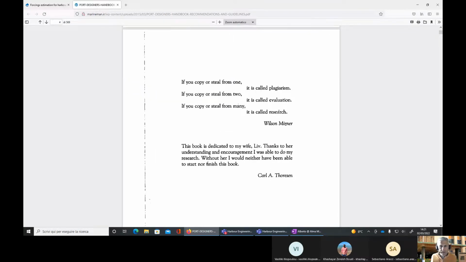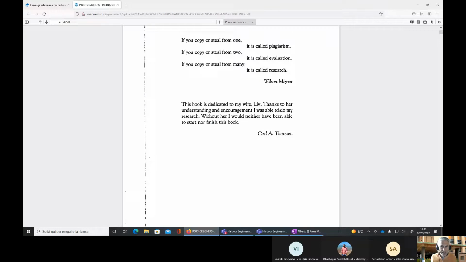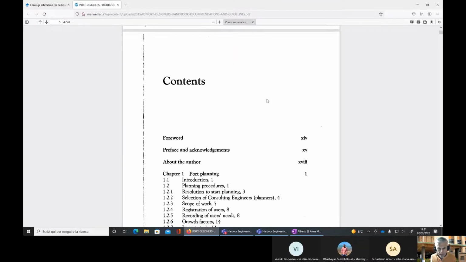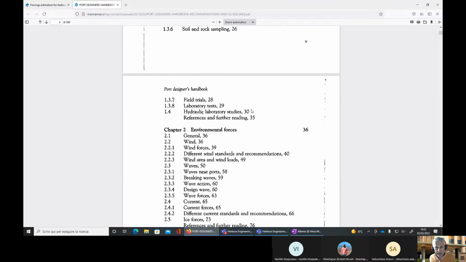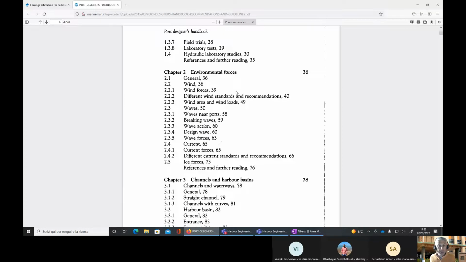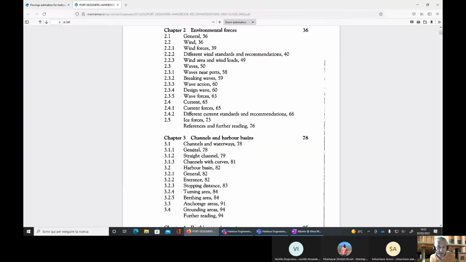It is very pragmatic, and it goes directly to the scope. You see that there are a lot of topics that are discussed here, starting from port planning. We don't discuss port planning. Maybe that you discuss something with Professor Archetti about port layout, etc., etc. And then there are the environmental forces. We discuss them. And then channels and harbor basins. We don't discuss this. We just focus on environmental forces.